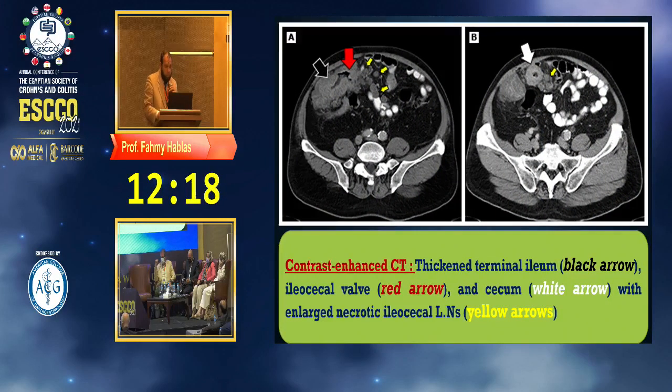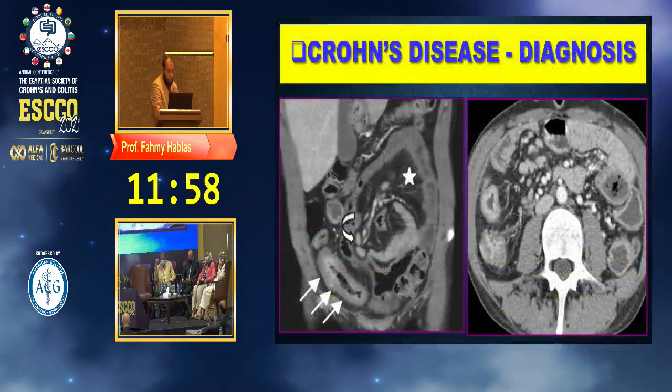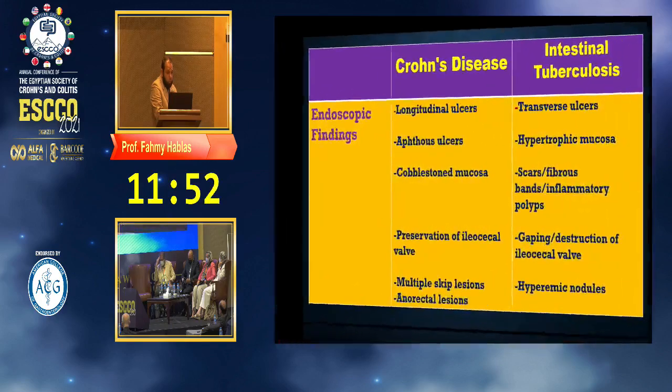This is the TB of the ileum. This is the ileum. This is the ileocecal valve. This is a necrotic lymph node, necrotic center. This is the terminal ileum, again, thickened. This is the Crohn's disease with the comb sign, water halo sign, the creeping fat sign.